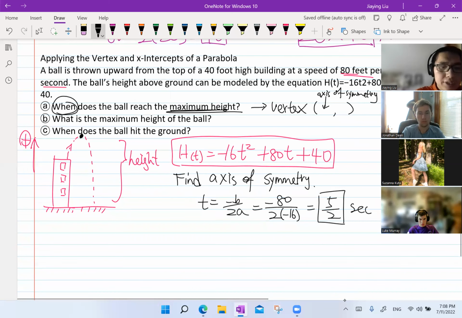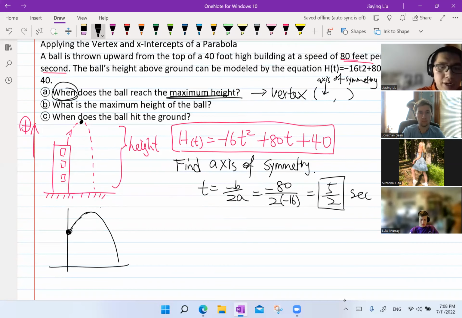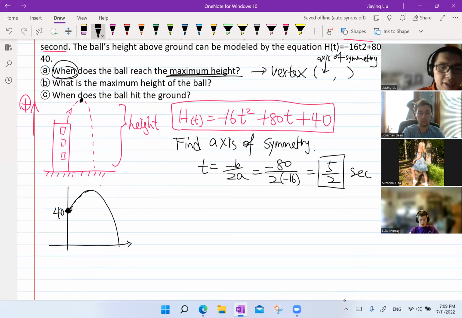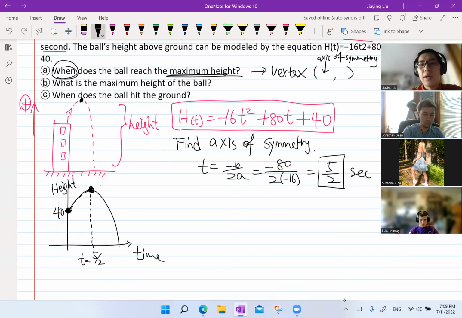So let's just redraw the diagram. It starts at the top of the 40 feet tall building, and the ball is going to go up, and then land on the ground. So this is 40 feet. And this vertex happens with the axis of symmetry at t equals 5 over 2. So this is the time. This is the height. The vertex is right here. So that's how long it takes. The axis of symmetry in this example tells us how long it takes to reach the maximum, because we're looking for the x value.